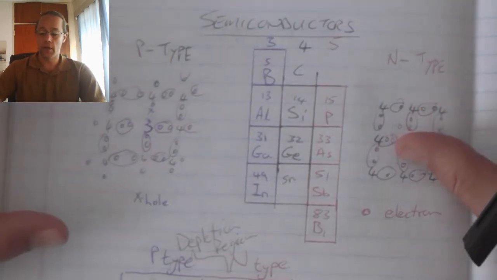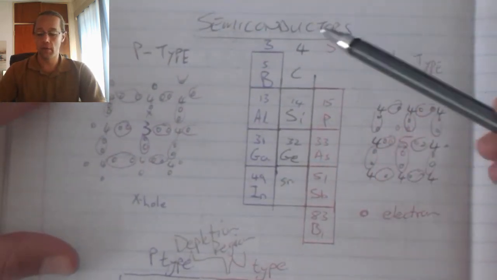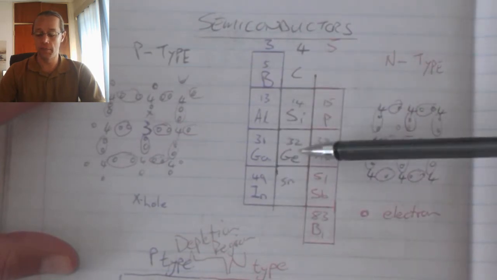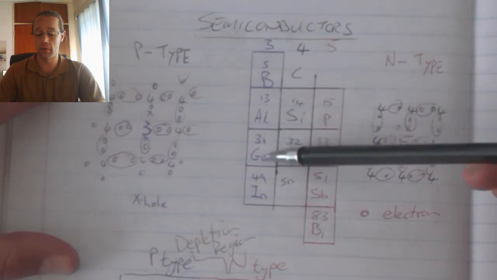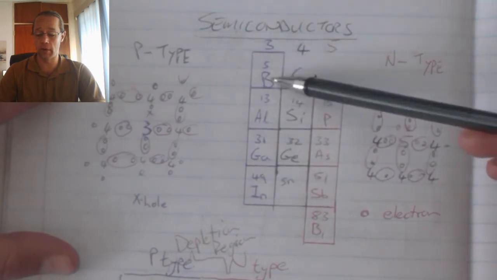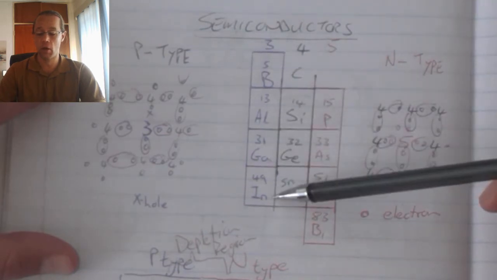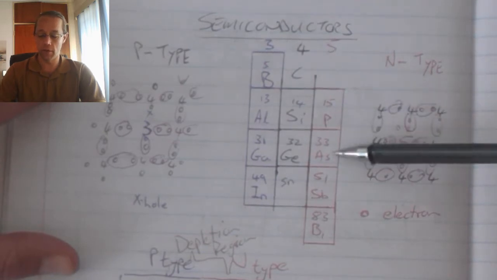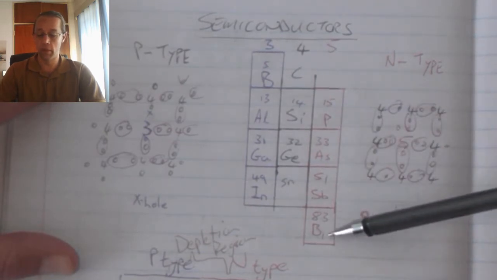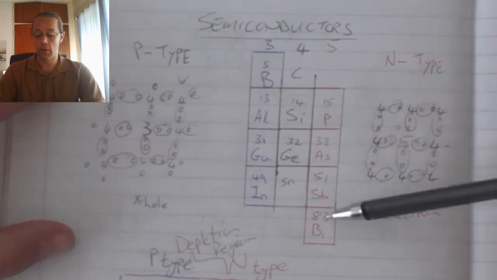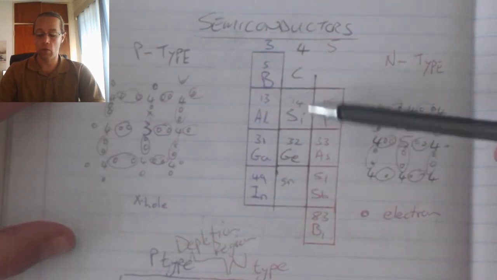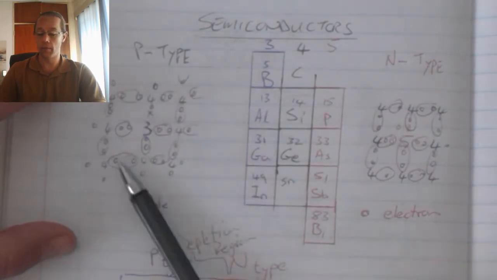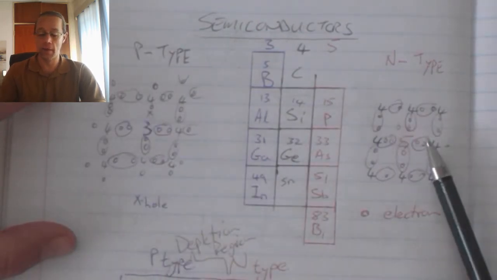In part 2, we discussed the elements that make up semiconductors. We said we've got silicon and germanium, and we add elements from column 3, boron, aluminium, gallium, indium, or elements from column 5, phosphorus, arsenic, antimony, and bismuth. We add those to our silicon or our germanium in order to create our p-type or our n-type materials.